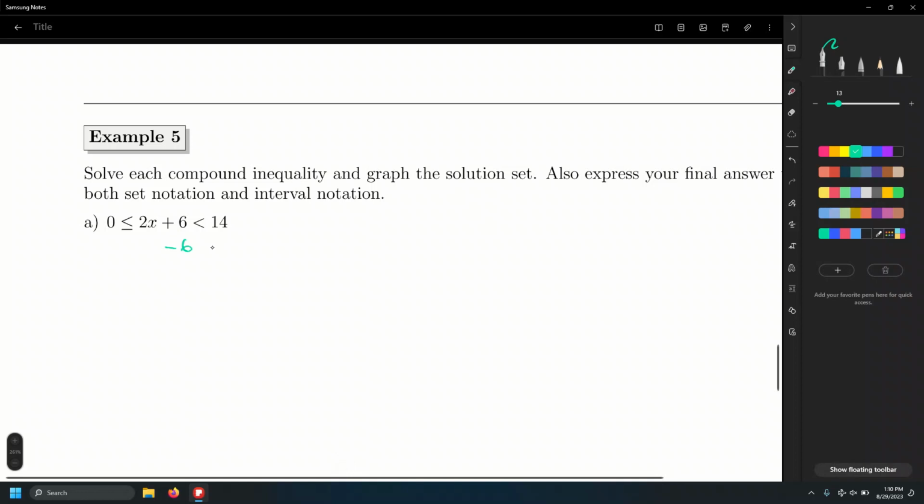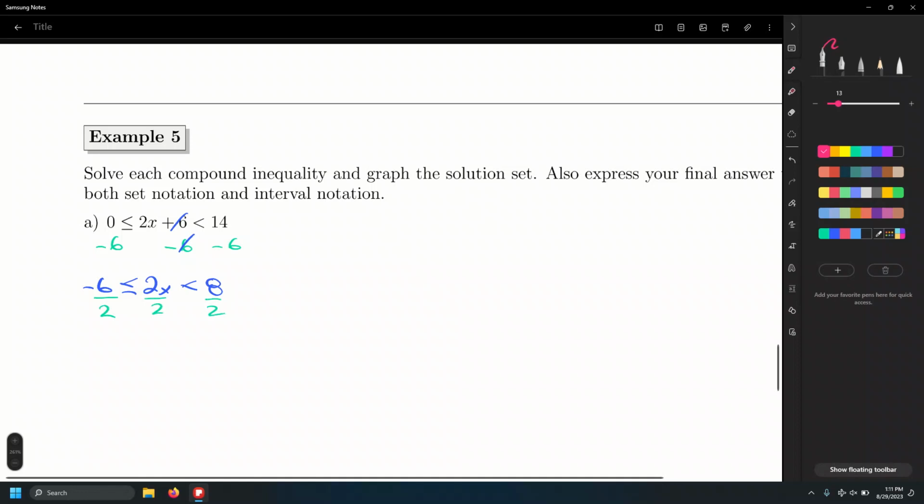Negative 6, subtract 6 on the three sides, not on both sides, on the three sides. And that's going to lead us to 2x less than 14 minus 6, that's 8, and greater than or equal to 0 minus 6, which is negative 6. And then our goal is to get the x by itself, which we're just one step away from getting done. So all we do here is divide both sides by 2.